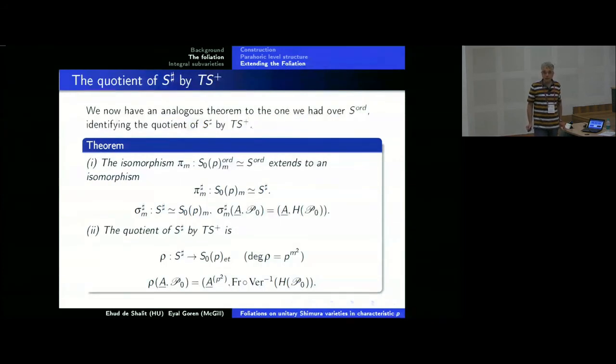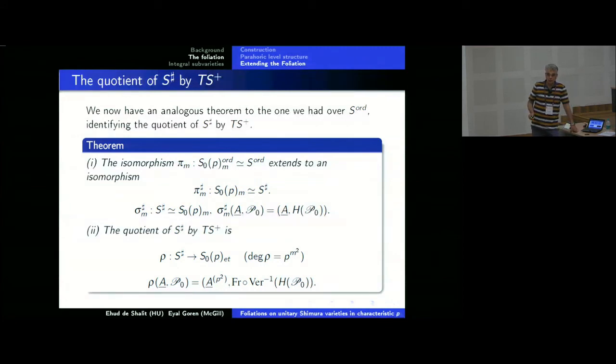So now we can extend the theorem describing this parahoric level Shimura variety as the quotient of the ordinary part by the foliation to S sharp. So now I've got this S sharp, we've got the foliation, and we can define the quotient of S sharp by the foliation, and it is what you think it is.